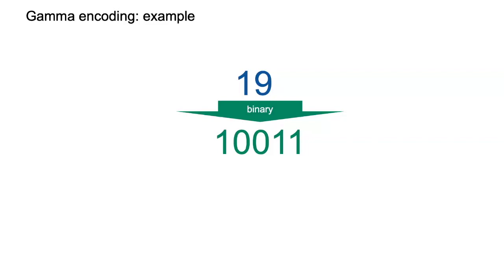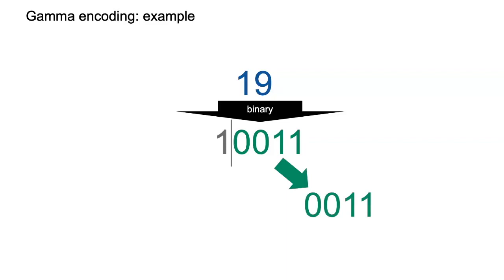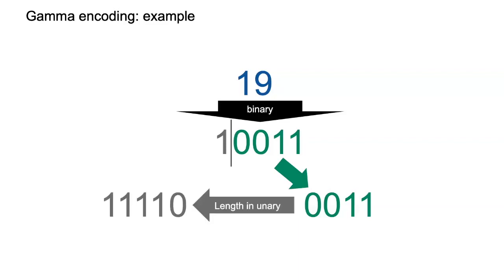You remove the leading one. There's always a leading one, except for 0, but if it's not 0, there's always a leading one. So you just remove the leading one and just consider the rest of the number. You still have enough information because you know there's an implicit leading one. And what you do is that you encode the length of that string. So here it's a length of 4. There are 4 bits in there.